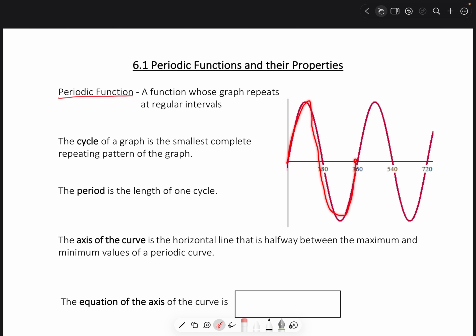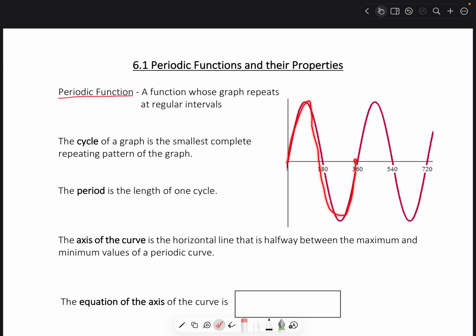So this here would be one cycle. From a point at 0, let's say y equals 0 here, so this is going to be 0 comma 0. This value repeats when x is 360. Now if you look here, we have 180. 180 plus 360 is 540. And we can see here that the y values are the same.